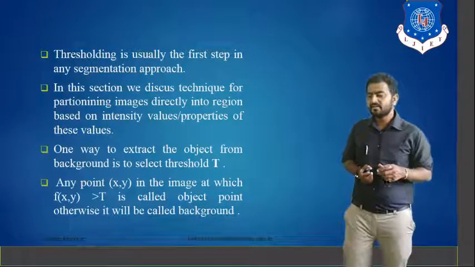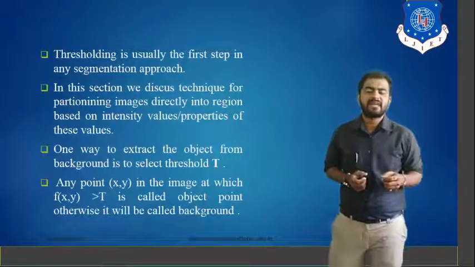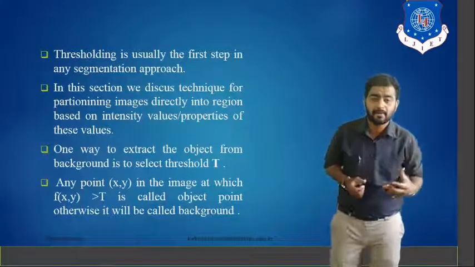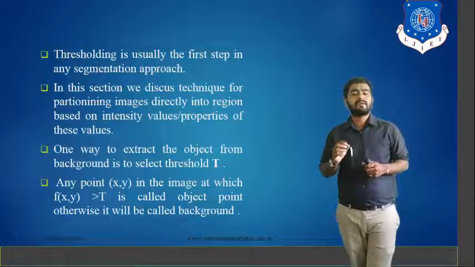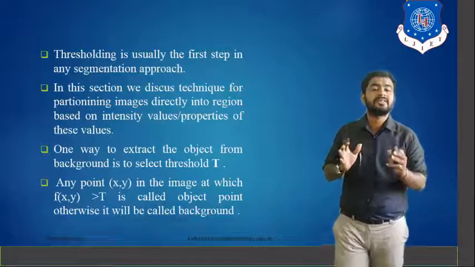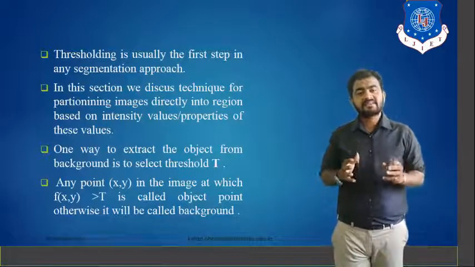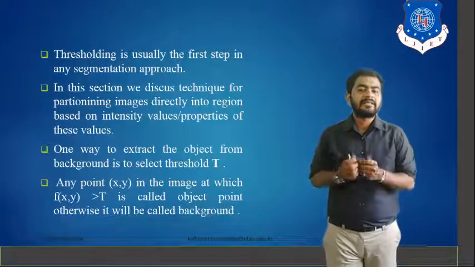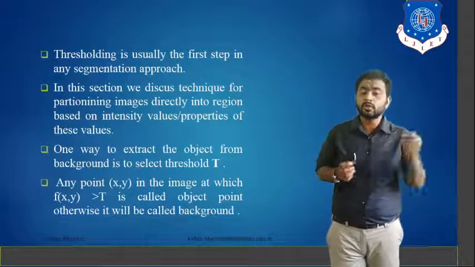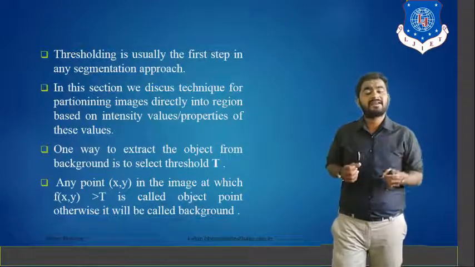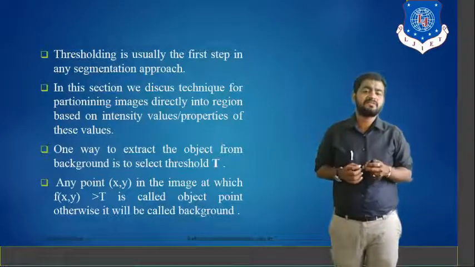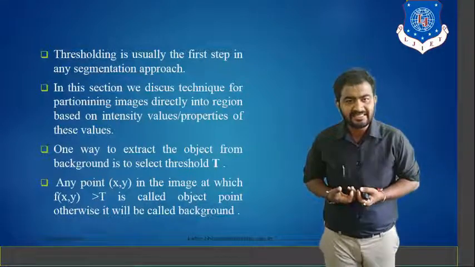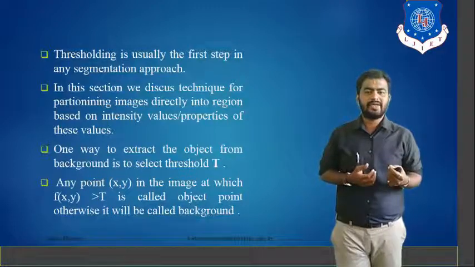Any point x, y in the image at which f(x, y) is greater than T is called an object point; otherwise it is called a background point. In the thresholding-based technique, we are dealing with the point processing concept that we already saw in chapter number 2. When we discuss point processing, we have to take one threshold value T. In terms of gray level, T ranges from 0 to 255, and for a black and white image, the range is 0 to 1. So we have to take a threshold T, and T plays the main role as the thresholding point.